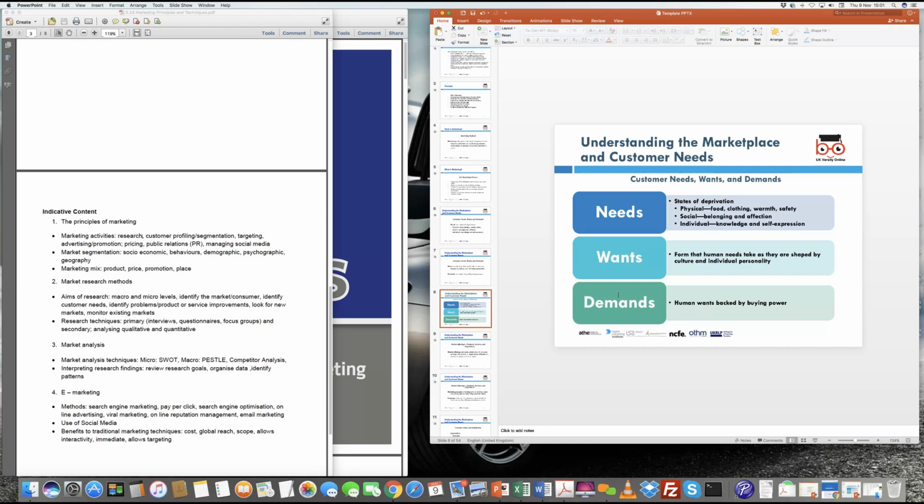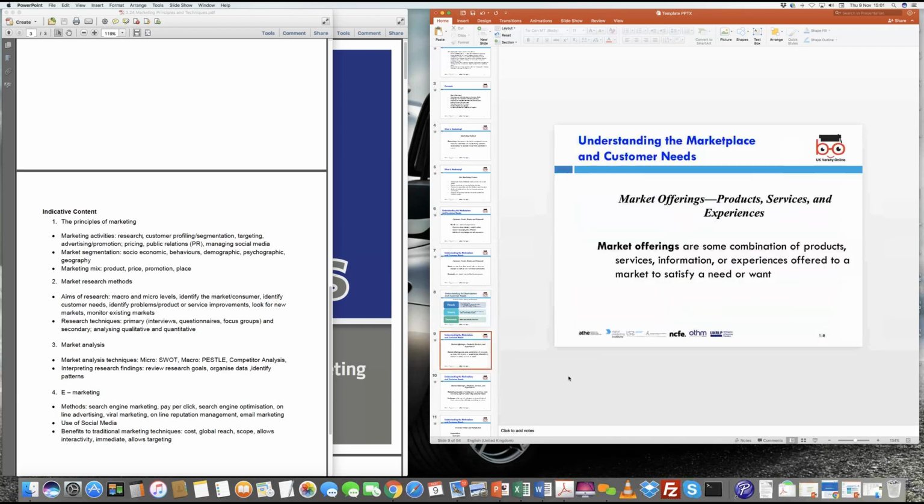And this is the basic fundamental which companies look at when they position, segment, and target their customers for their products and services. Okay? Now, let's briefly look at a couple of things, some key terms that we want to look at. Now, what are market offerings? What do you think could be the meaning of the word market offering?